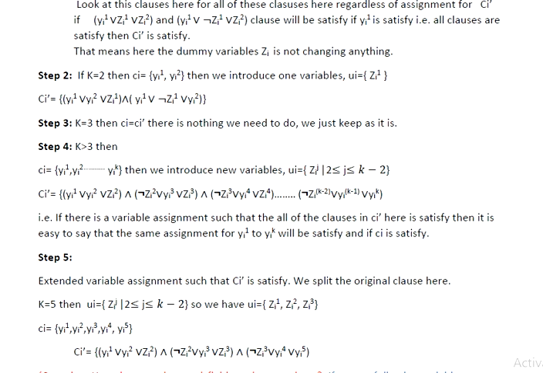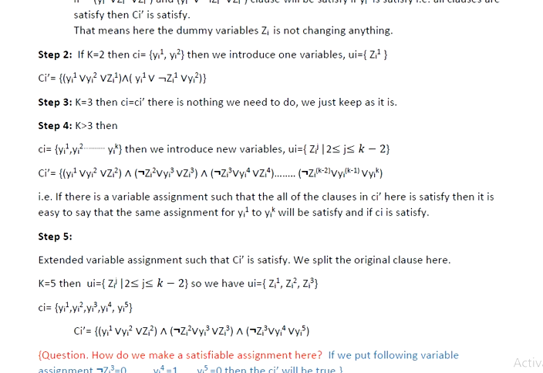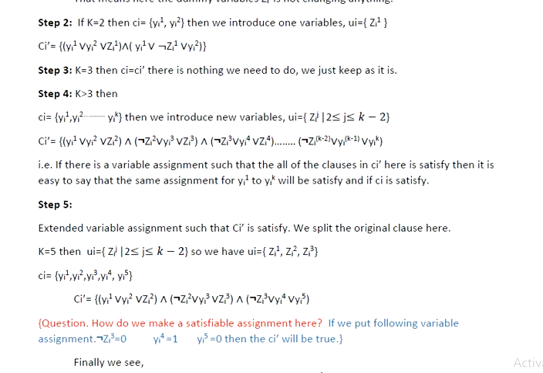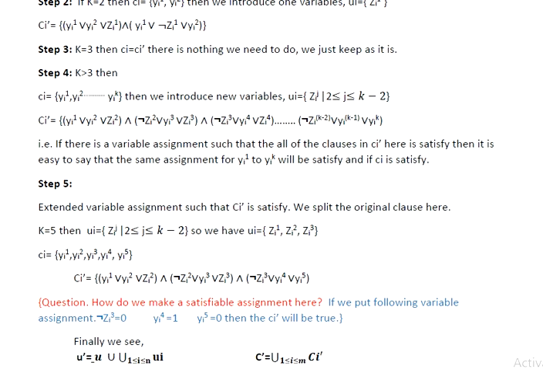So it will be two clauses: yi1 or yi2 or zi1, and yi1 or yi2 or zi1 bar. Then this is the clause. This clause will be satisfied if the original clause ci is satisfied. Now if k, the number of literals, equals 3, then ci prime equals ci. There is nothing we need to do actually, because then both the 3-SAT instance and the SAT instance will be equivalent.